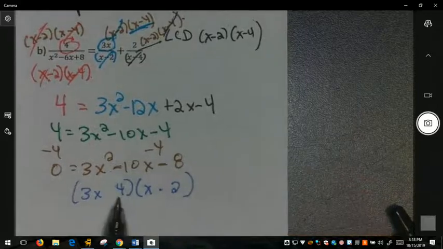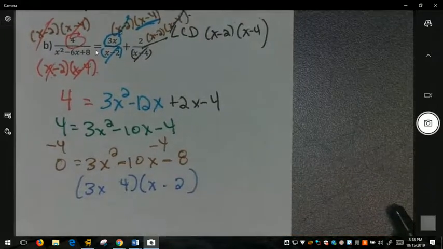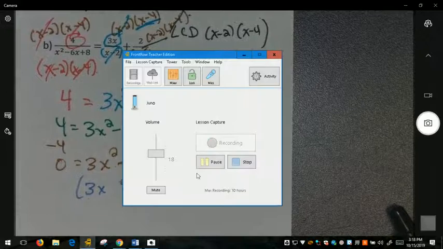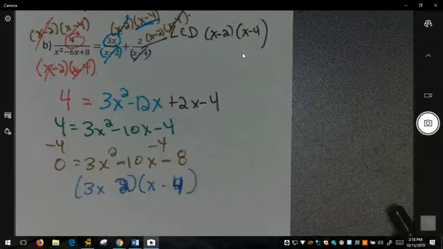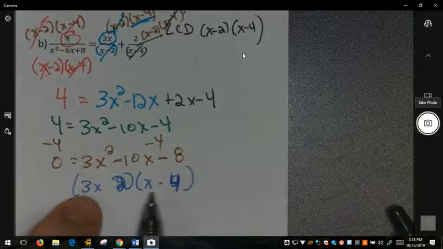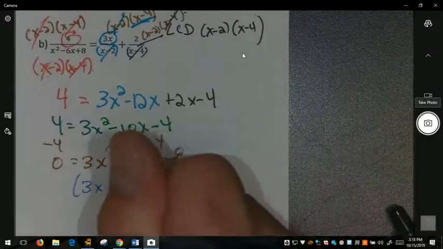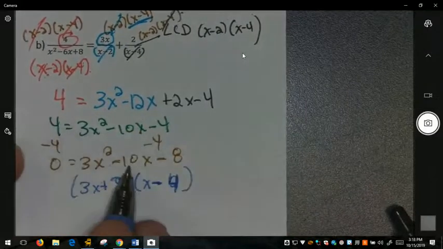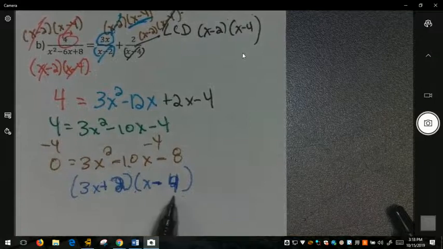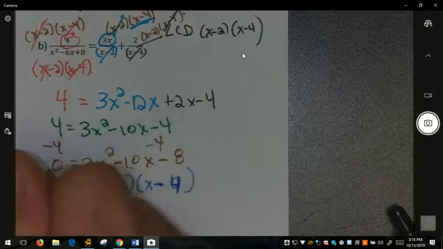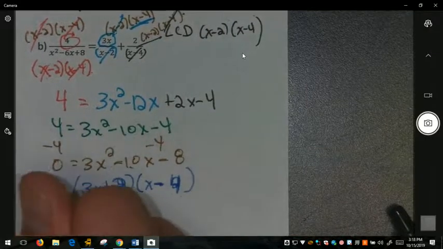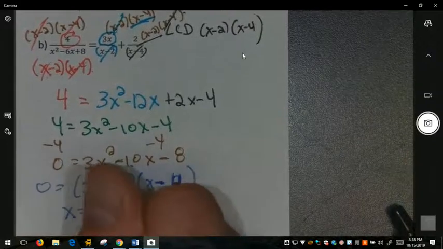That's the problem, hold on. I switched my terms, so now I have 12x and 2x. I'll have a negative 12x and a positive 2x adding to negative 10. Positive 2 and negative 4 still multiplying to negative 8. Setting each factor equal to 0, I get x equals negative 2/3, or x equals 4.